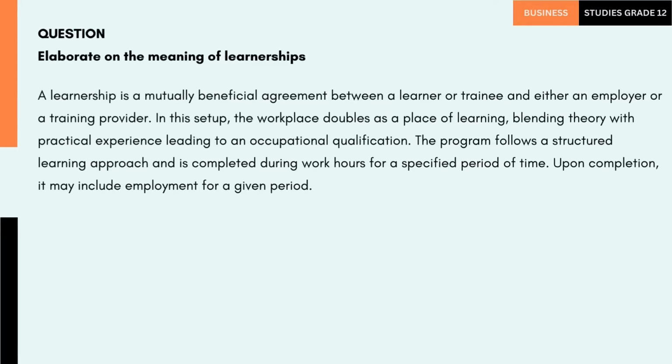Question. Elaborate on the meaning of learnerships. A learnership is a mutually beneficial agreement between a learner or trainee and either an employer or a training provider. In this setup, the workplace doubles as a place of learning, blending theory with practical experience leading to an occupational qualification. The program follows a structured learning approach and is completed during work hours for a specified period of time. Upon completion, it may include employment for a given period.